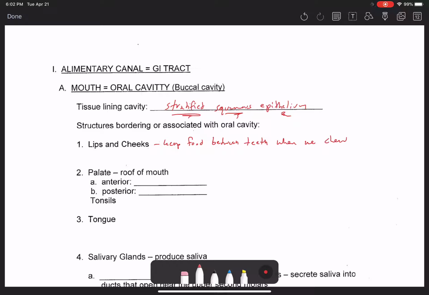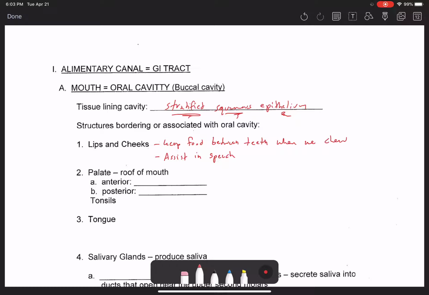But anyways, getting back to the lips and the cheeks, they also work together to assist in speech formation. So the palate, otherwise known as the roof of the mouth, separates the oral cavity from the nasal cavity, and we already talked about that when we talked about the respiratory system.